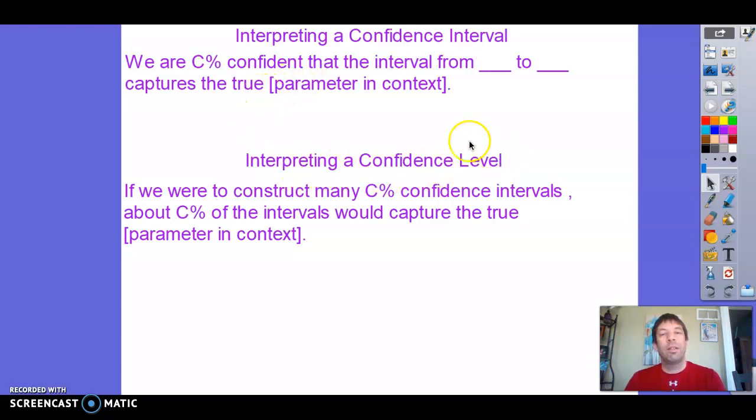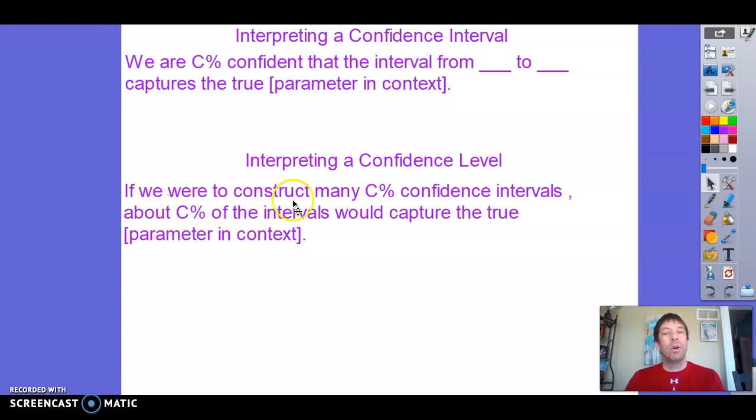The confidence level, this is one that's often tricky for people to understand. If we were to construct many 95% confidence intervals, okay, so we're constructing a lot of them, about 95% of the intervals would capture the true value. So in this case, maybe the true proportion of people that support a Republican candidate.